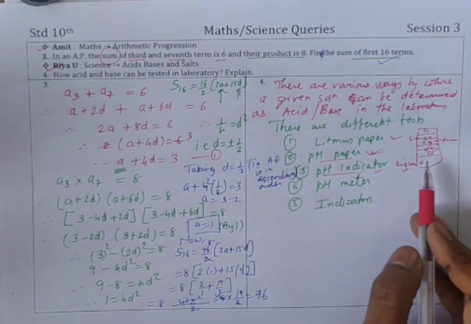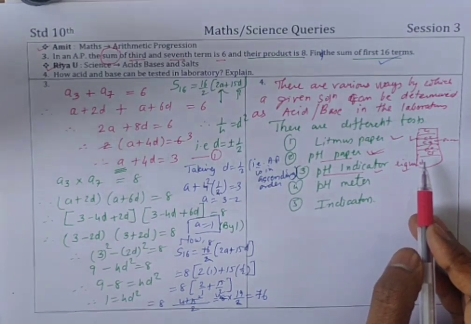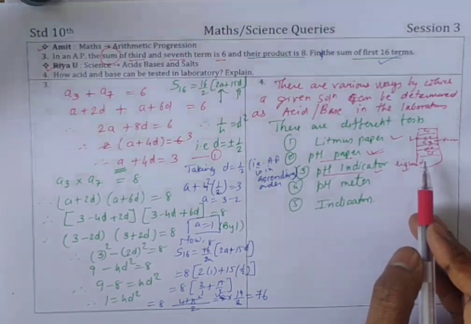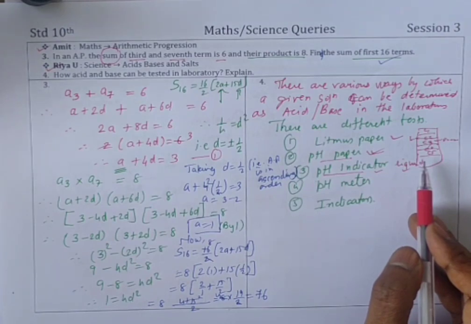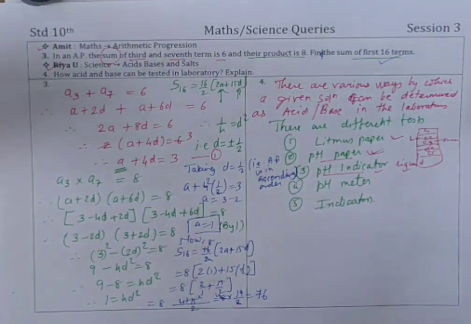Match your solution's color with that band of colors and you will get the approximate pH. If it is, suppose, 3, approximate pH of that solution is 3, you can say it is acid because the pH is less than 7. Or suppose 11 is found, then it is more than 7, so it is basic. Suppose 7 is found, then it is neutral, it is neither acidic nor basic.